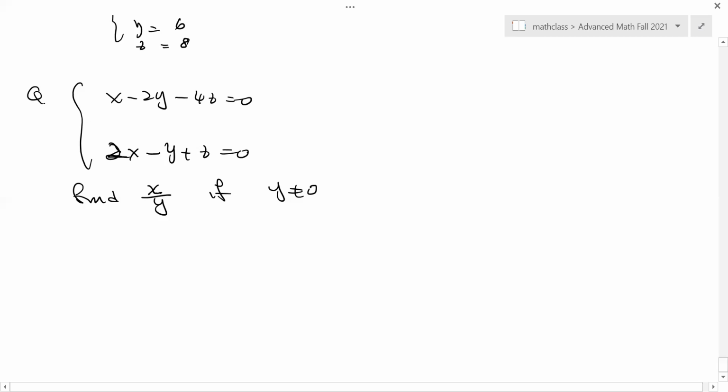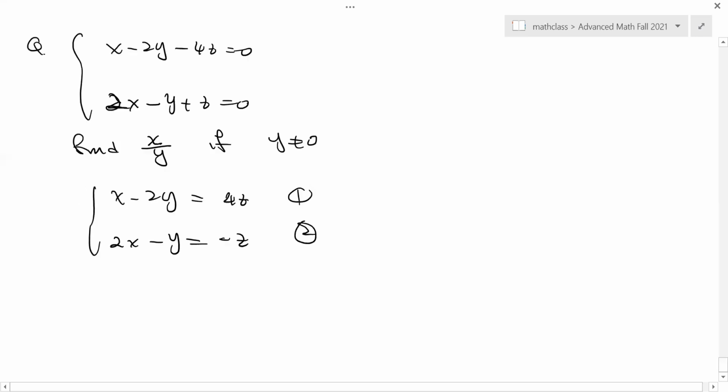Right? How can I do that? Well, since we are going to find x and y, why not just solve for x and y? And then say, well, there's z there. Don't worry about it. z is just some number. So I get x - 2y = 4z and 2x - y = -z. That's equation 1 and equation 2.